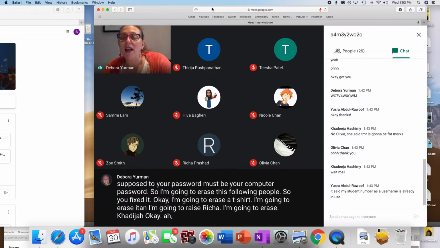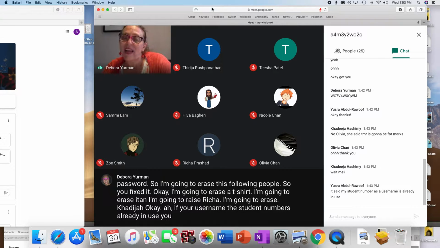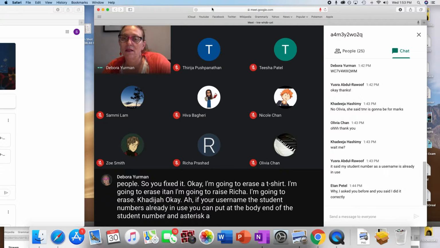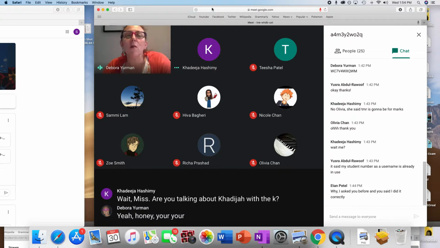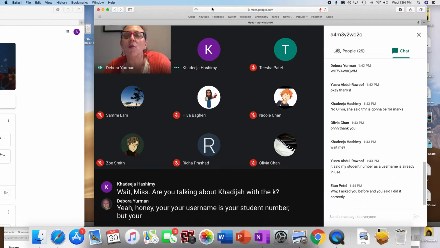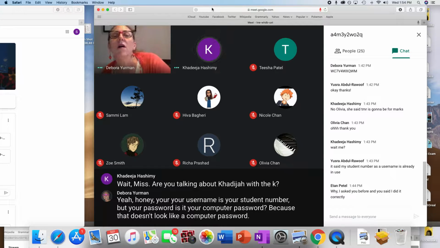If your username, the student number, is already in use, you can put at the end of the student number an asterisk, a little star. You understand? Wait, Miss, are you talking about Khadija with the K? Yeah, honey, your username is your student number, but your password, is it your computer password? Because that doesn't look like a computer password.